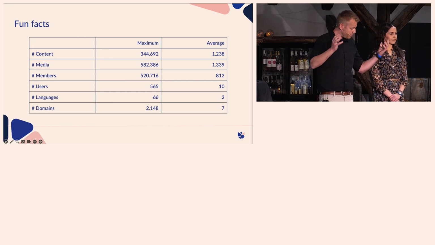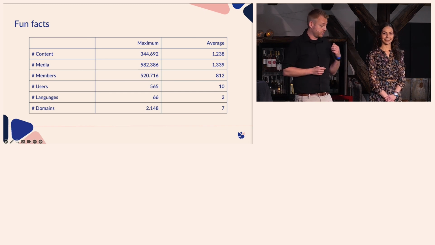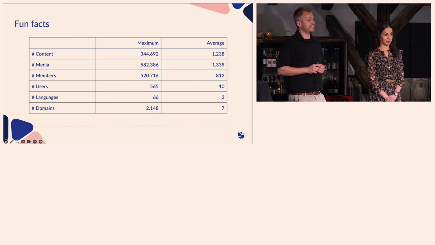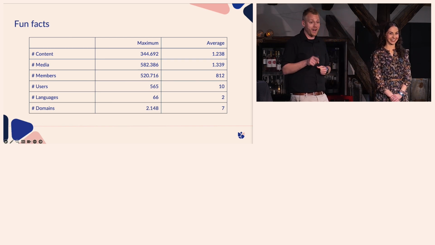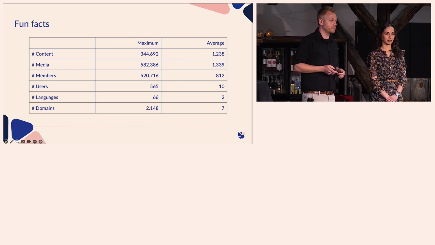Another site has reported more than 500,000 members, while the average is only 800. But what surprised me the most is one site is reporting more than 2,000 assigned domains. This is really why all our endpoints are now paged, because we can't foresee how you use Umbraco, apparently.